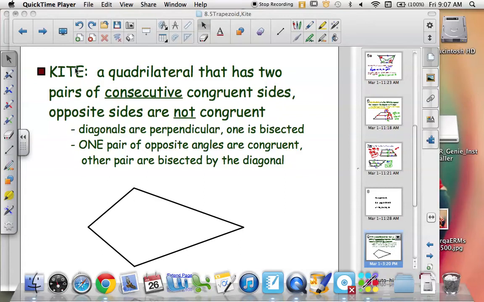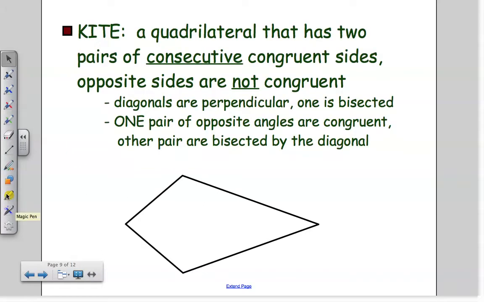In section 8.5, in the second part of the section, we're going to be looking at kites and properties of kites. So first of all, definition. What makes a quadrilateral a kite? It has to have two pairs of consecutive congruent sides where the opposite sides are not congruent.